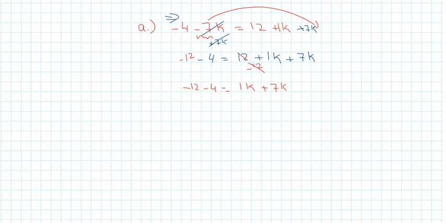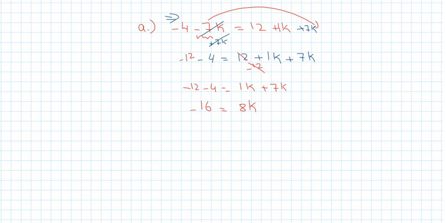Now you see that I only have k terms on the right side, and I only have constant terms on the left side. Do you see that? The reason for that is because I can add like terms. Negative 12 minus 4 gives me, what's negative 12 take away 4? Negative 16. 1k plus 7k. Good.